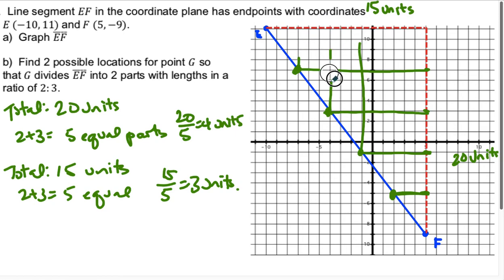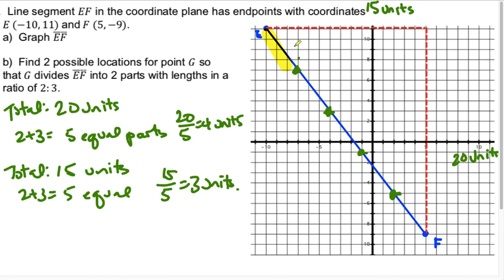Let me erase all of this mess. Okay, let me erase this mess right here. Okay, so now we can show you that this is giving me 5 equal parts. So it's giving me 1, 2, 3, 4, and then 5. Okay, and they're all equal in distance.